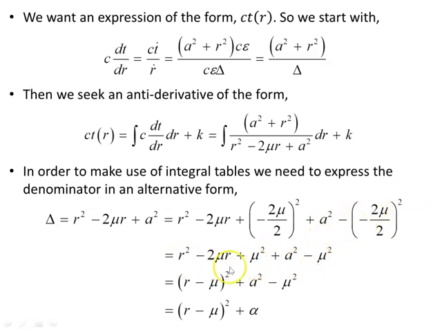All right. Now the first three terms can be factorized as r minus mu all squared, and then the two end terms, plus a squared minus mu squared, which we will just call alpha for the moment. Now alpha overall is negative because a squared is less than mu squared. It's just subsumed in there, and that bit of information will be important in the coming slides.